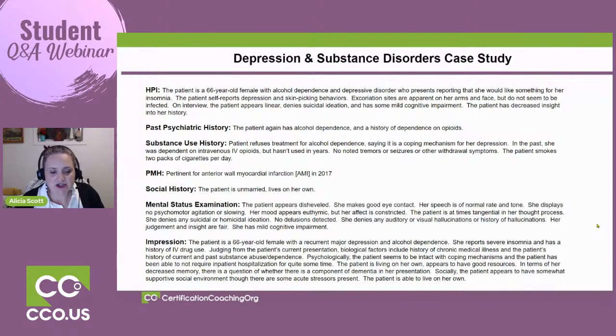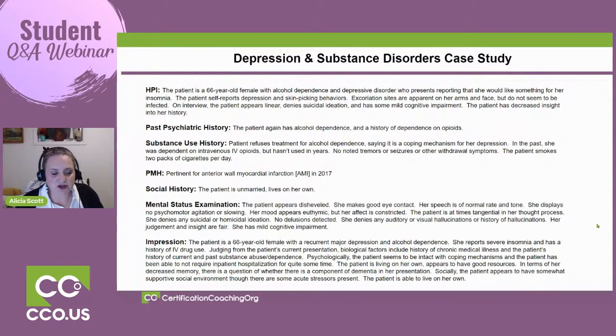That's pertinent. Judging from the patient's current presentation, biological factors, including history of chronic medical illness and patient's history of current and past substance abuse dependence. Psychologically, the patient seems to be intact with coping mechanisms, and the patient has been able to not require inpatient hospitalizations for quite some time. That means what? That the patient's doing pretty well. The patient is living on her own, appears to have good resources.